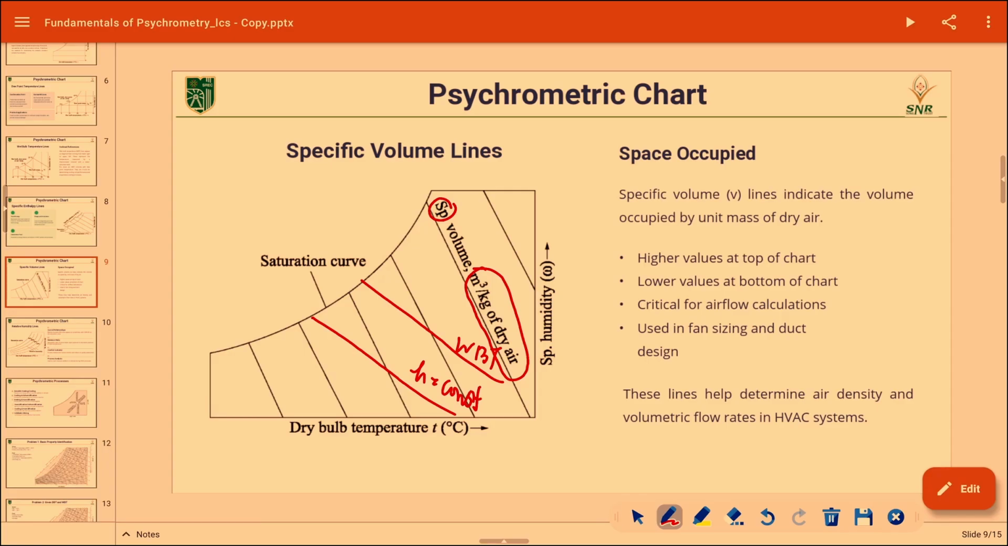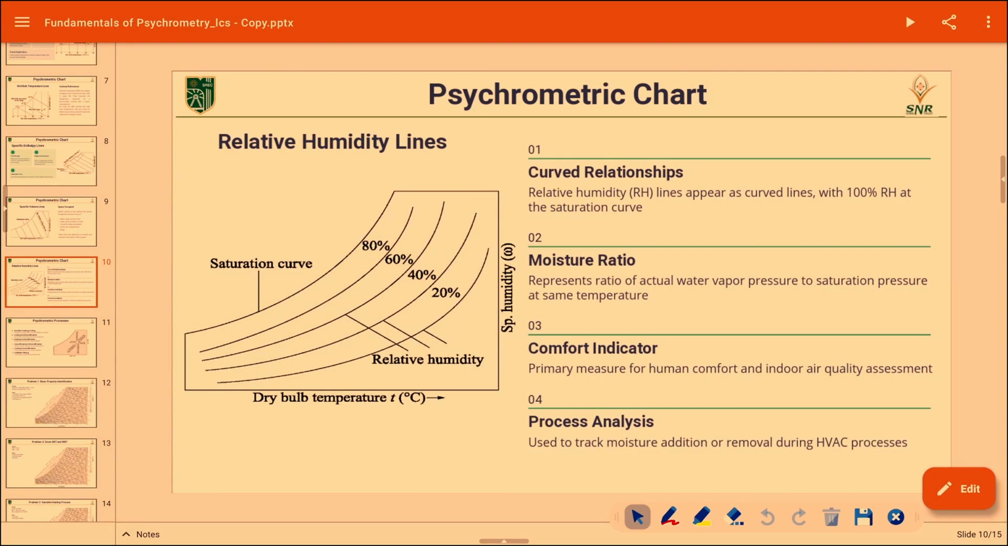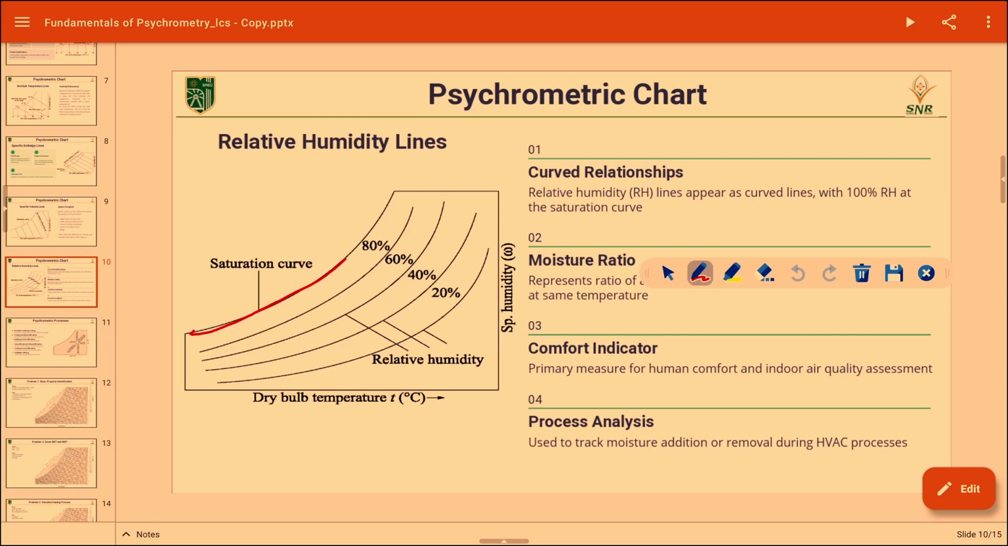Okay, right. Next one is constant relative humidity line. So as we saw here, this is the saturation curve. Here the relative humidity is 100%. So all these curved lines running parallel to this saturation curve line are called constant relative humidity lines.